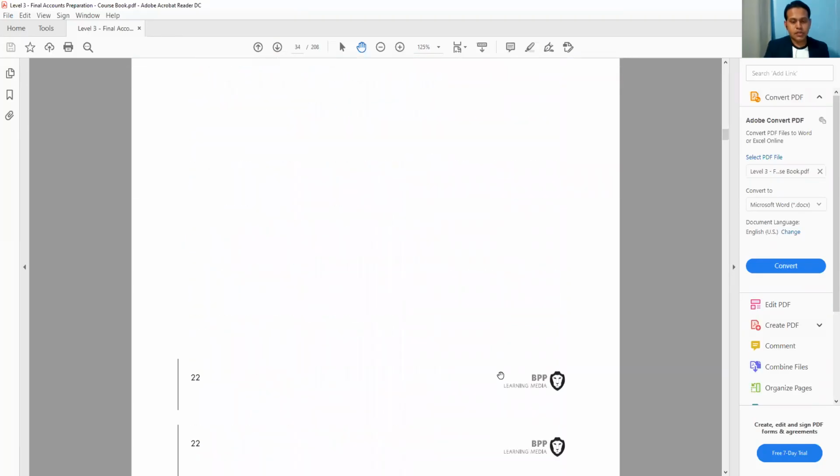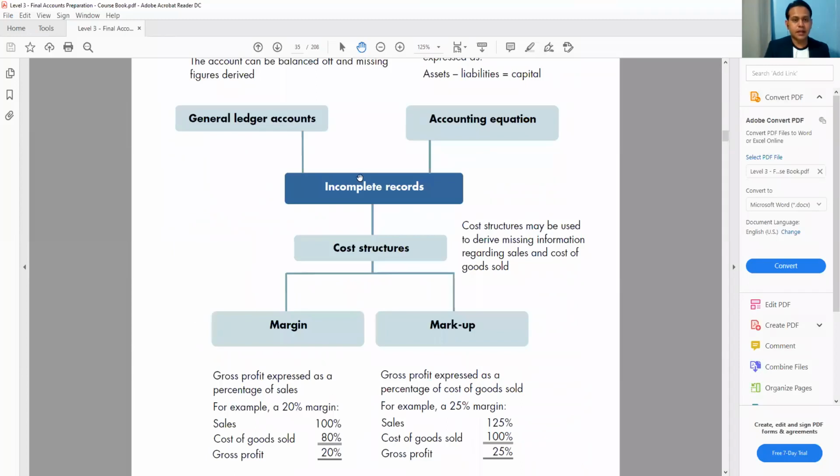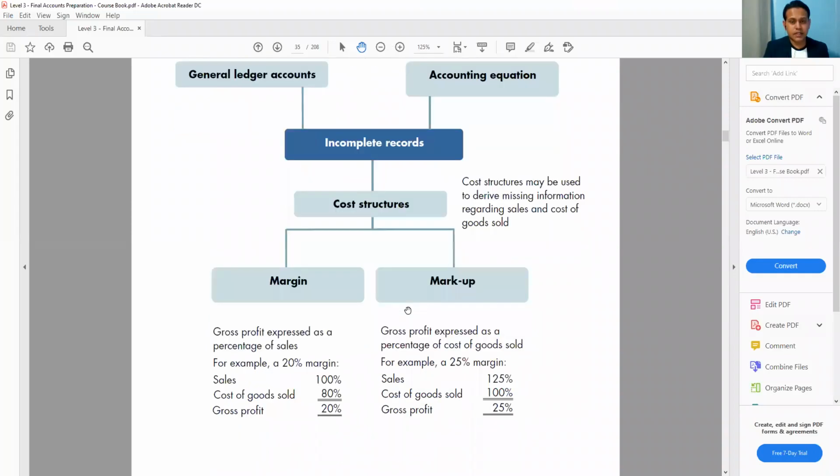In incomplete records, all we need to do is identify what is missing, and we can work on that figure. So if something is missing, we have to identify that. The first thing we have here is markup and margin. Let's talk a little bit about markup and margin. Markup and margin are both basically percentages calculated on the gross profit. So when we make a profit, we want to get the profit as a percentage.